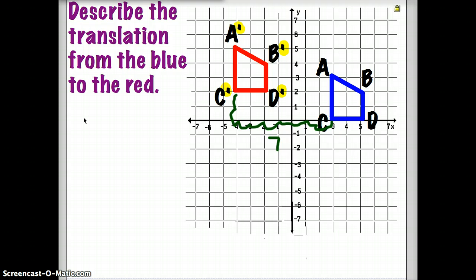So to describe going to the left, we're going to have to say take all your ordered pairs, x comma y, and take your x units and subtract 7 to go to the left. And then y is going up by 2, so it will be x minus 7, comma, y plus 2.